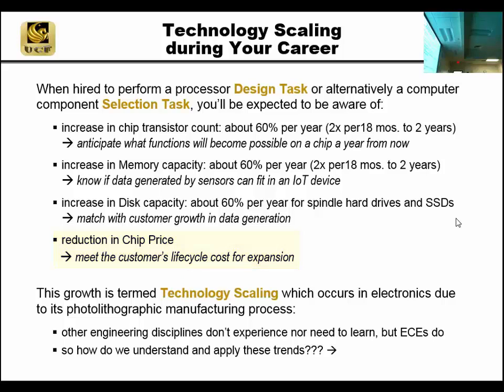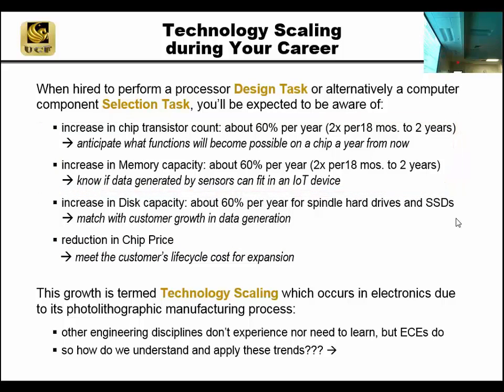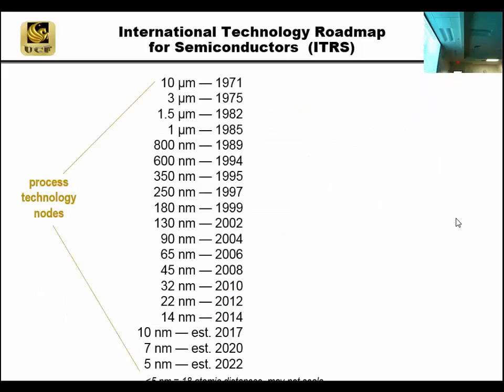Okay. Every 18 months to 2 years, we expect a doubling of capacity for the same cost. What's that mean? Same wafer manufacturing process, photolithography, but we've got twice as many bytes per chip. That's called technology scaling. This process, we keep reducing the feature size. Here's historical feature sizes, okay, and we're down in here now.